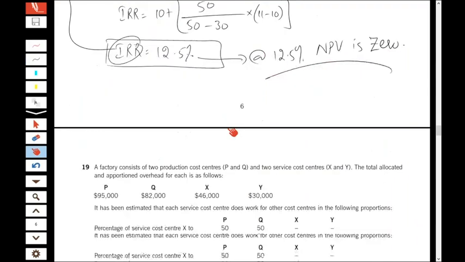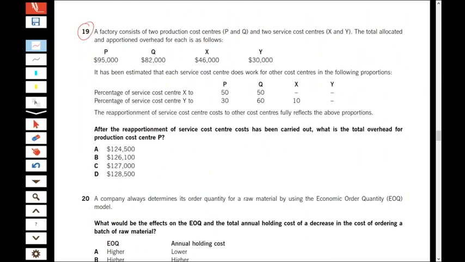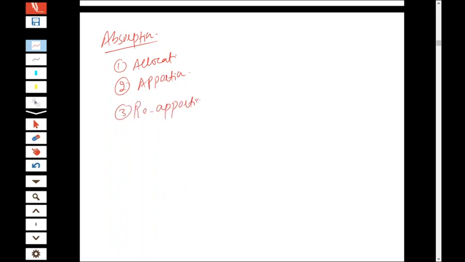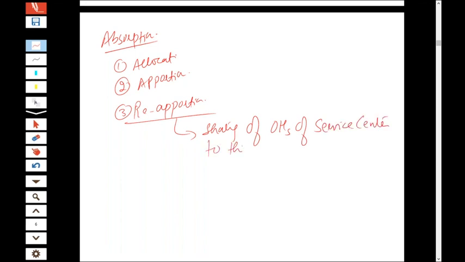Okay, moving towards MCQ number 19. MCQ number 19 is the reapportionment of the service cost center, sorry. So, first of all, I should give you a short recap of absorption. It is number 1, allocation, number 2, apportion, and number 3 is reapportion. Reapportion includes sharing of overheads of service center to the production centers.